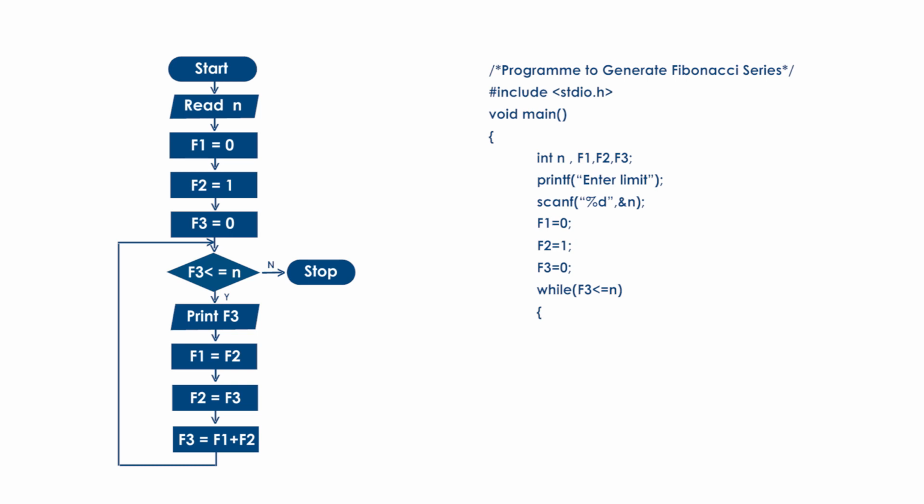Now go to the yes part. In the yes part, first step is print the value of f3. So write printf %d slash n, comma f3. Next f1 equal to f2. Next f2 equals f3. Then f3 equals f1 plus f2. Now we have reached the end of the loop. So close the loop with a curly brace. Now go to the no part. No part, it is stop. So we close the curly brace of the main function.